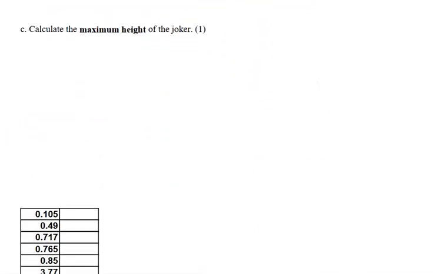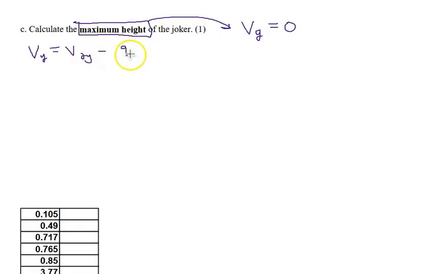And then the max height of the Joker. So max height sounds an awful lot like it's about location, but it is about saying I have no vertical velocity for a split second. So we're going to look at our velocity function, and we want to set the output to 0. The initial vertical velocity was 3.75 meters per second, and we're solving for time. So don't plug in the time that you found above.